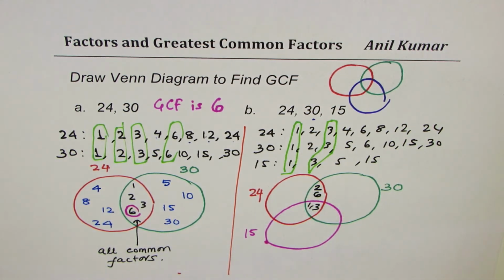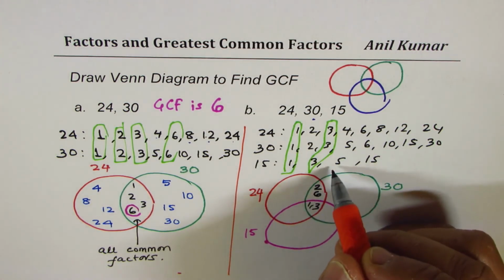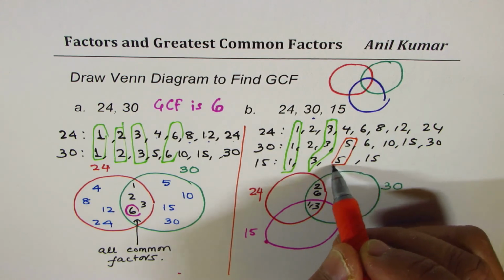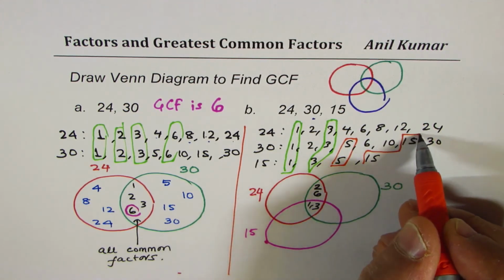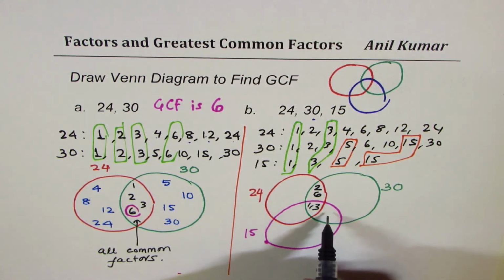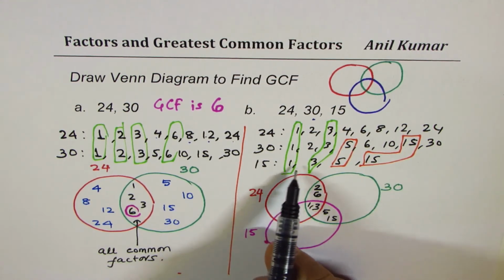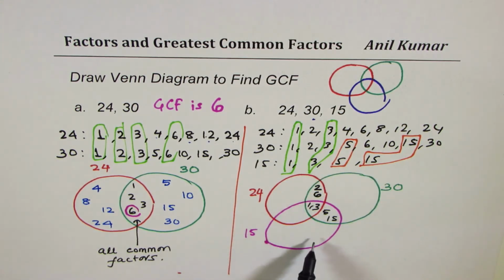Correct? Now, let us see what is common between 15 and 30. So between 15 and 30, let's mark common things. Amongst the numbers left, we have 5 common, and we do have 15 common, correct? So these two are common. So let's write down these two numbers between 15 and 30. They will come here, right? So these are the numbers 5 and 15. With that, we have exhausted all numbers for 15.